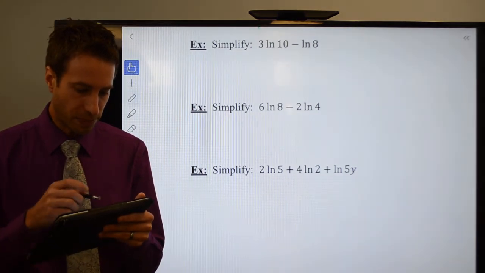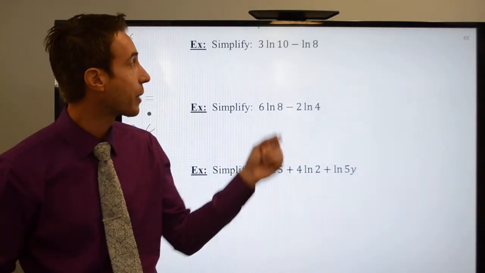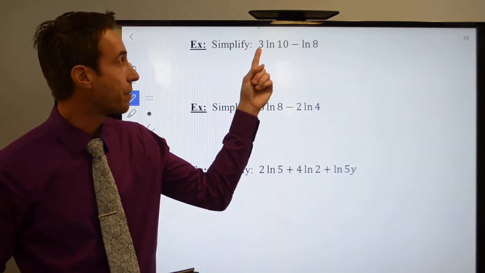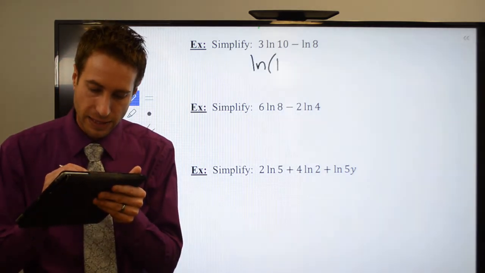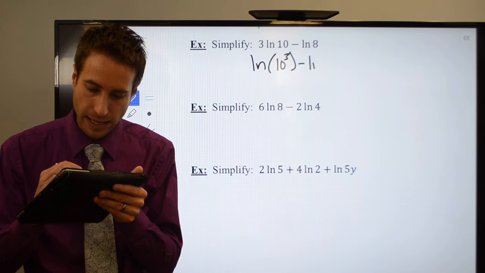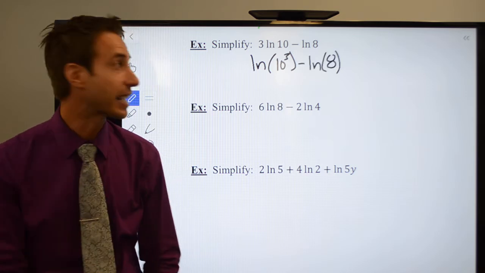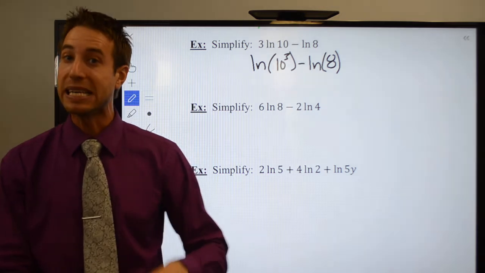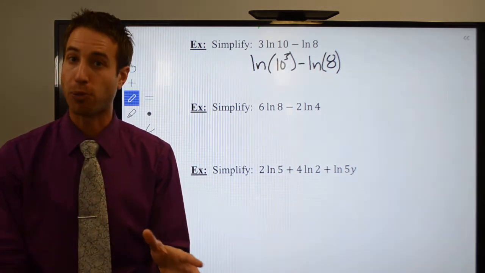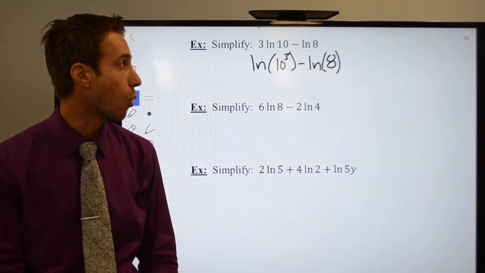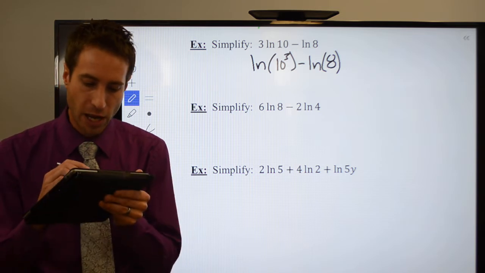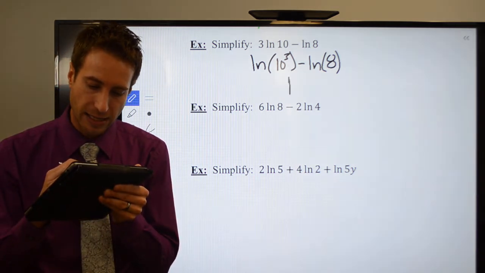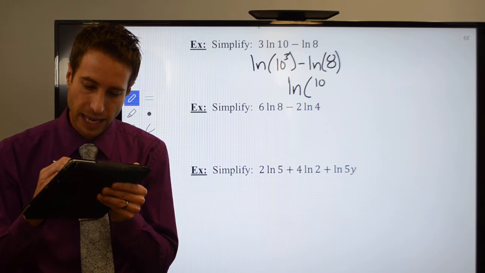I want you to simplify this guy. So here we go. I take a look at it and I recognize, ooh, I got a coefficient out front. That coefficient is going to become an exponent on the 10. Let's do that first. So I'll have the ln of 10 to the third minus the ln of 8. Oh, and then I recognize, hey, this is a difference, which means I can use the quotient property to rewrite this guy as a quotient. Remember, it's the first that goes on top, the second one goes on the bottom. So this will simplify to the ln of 10 to the third all over 8.